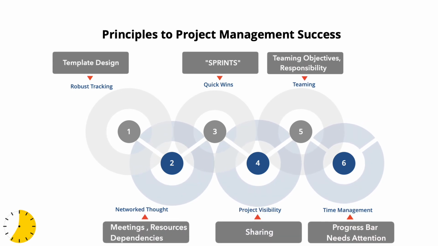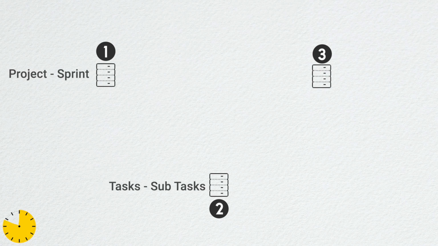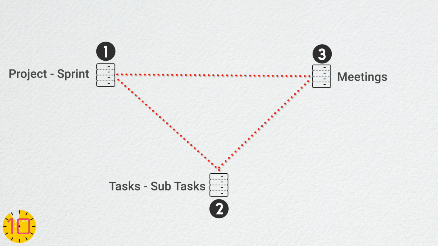In order to ensure that each of the OKRs are met, I have linked the templates to the specific items in the OKR. The project tracker has three databases. Number one is the project sprint table. Number two is the tasks subtasks table. And number three is the scheduled meetings table. Each table is linked to each other. These have been designed as examples to showcase possibilities.